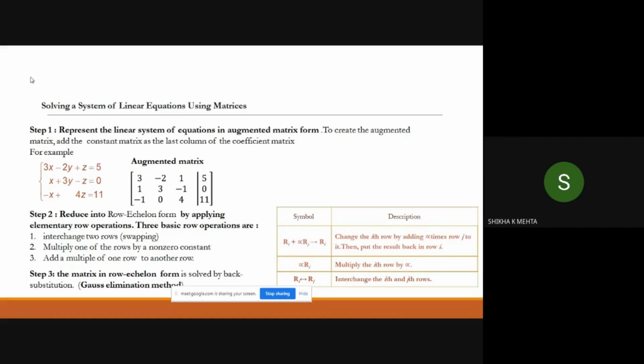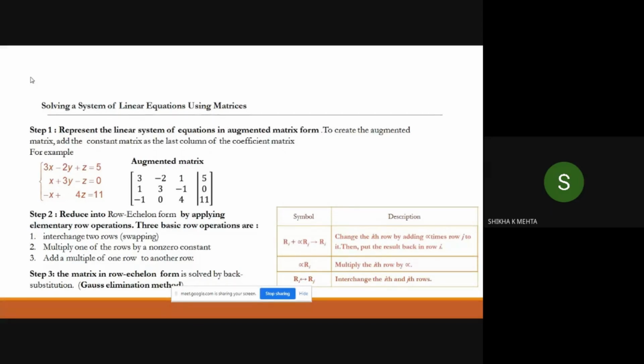Let us say the first example that we take up is a set of linear equations with 3 variables. Let us say you purchased apples, mangoes, and bananas. So we have to find out the price of mangoes, apples, and bananas, each represented using X, Y, and Z. Right? So the first step, when we have to solve the linear equations using matrices, is to represent the linear system of equations using the augmented matrix form.